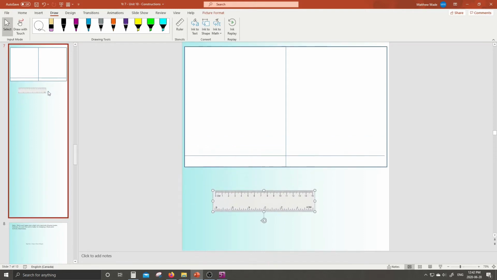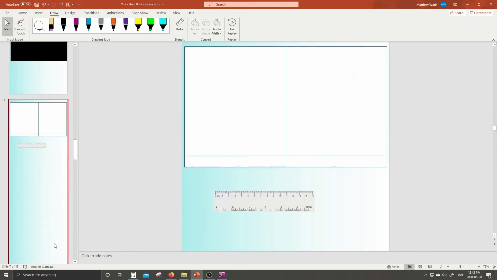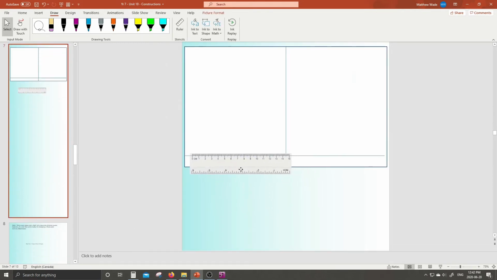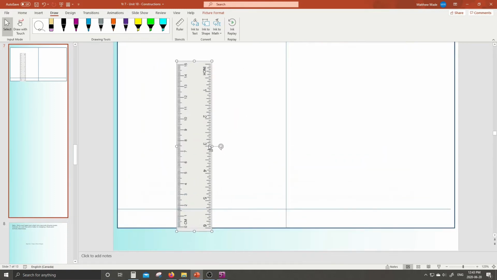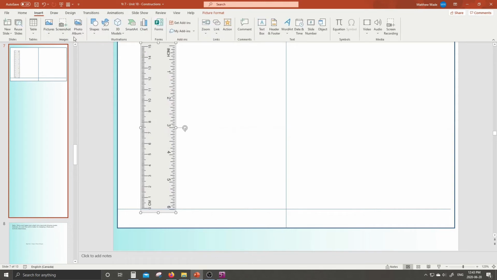And remember, our shard was 6.2 centimeters. So here's what I'd do. Don't worry about left to right. We can just kind of guess that a bit. But we're going to measure 6.2 centimeters. So ruler up like that. I'm going to have to zoom in a little bit on mine. And here we go. 6.2 centimeters, which is pretty much exactly there.